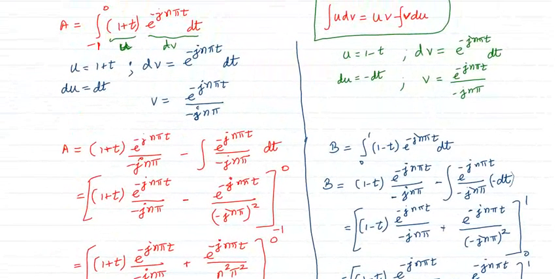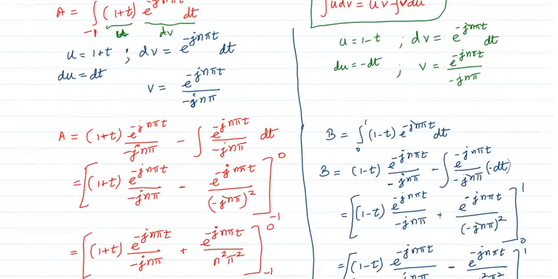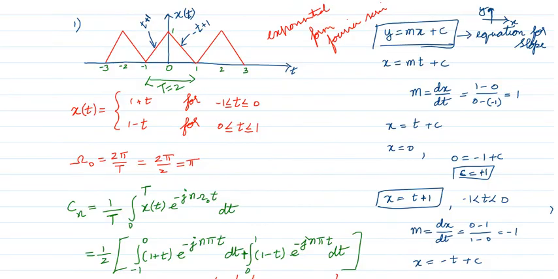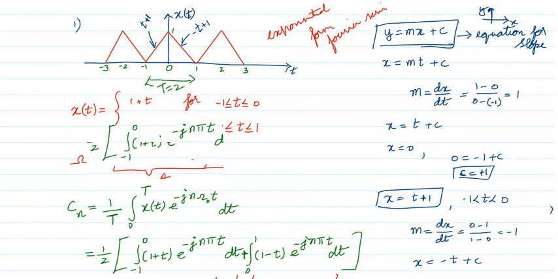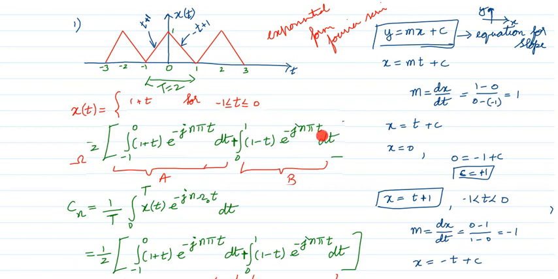What is our B? This is our B term, 1 minus t e power minus j n pi t. Why I am taking A and B is for our convenience. If you look at the previous slide, this part is A, this part is B. We are integrating them separately. At last we will add A and B, then multiply with 1 by 2. Now we will find the B term.